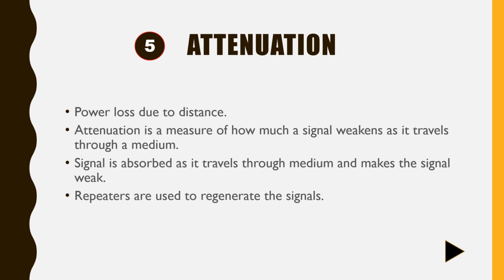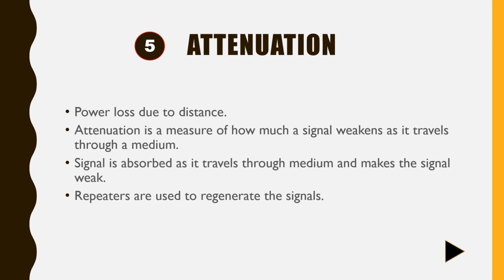Whenever you are using a signal in a transmission media, at a certain point the signal may get weakened. So to make that weakened signal powerful, we use repeaters. Repeaters are used to regenerate that signal, to remake that signal. It will boost the power of that signal and pass it on, so it can go from one end to another end.